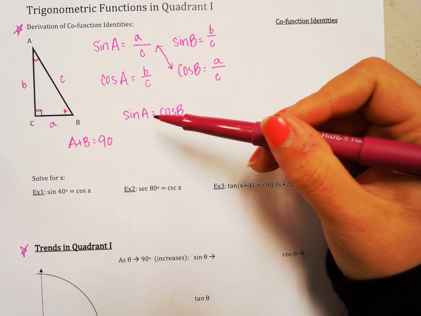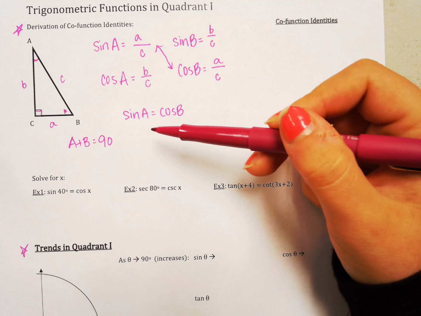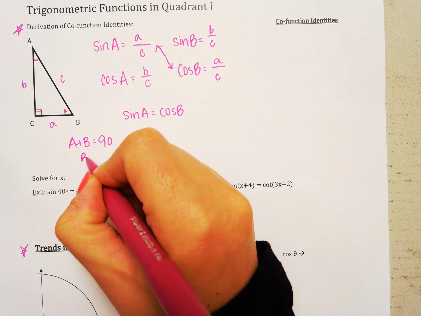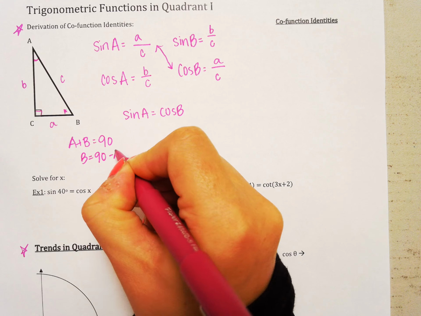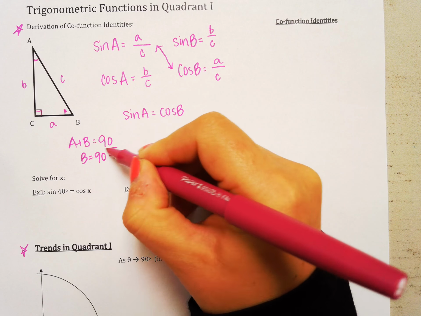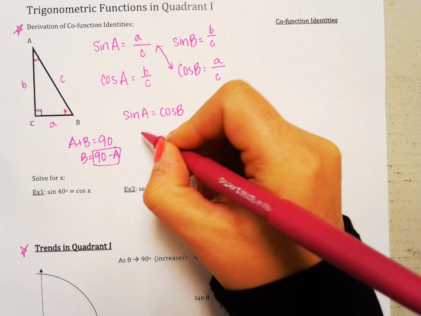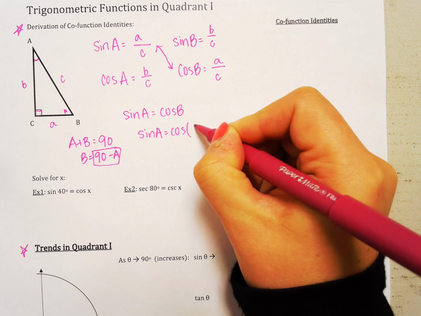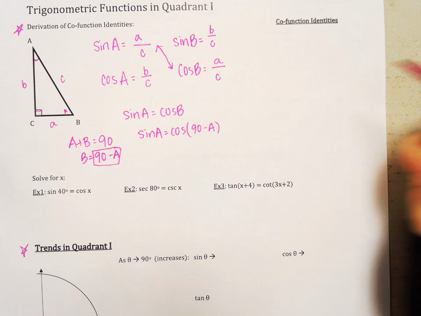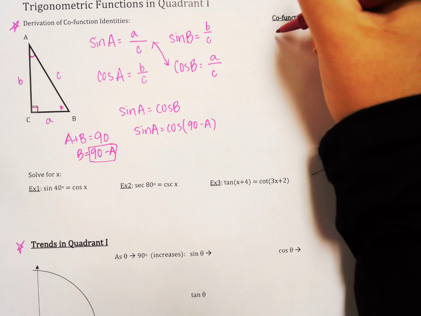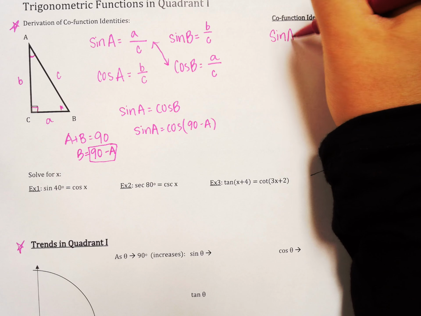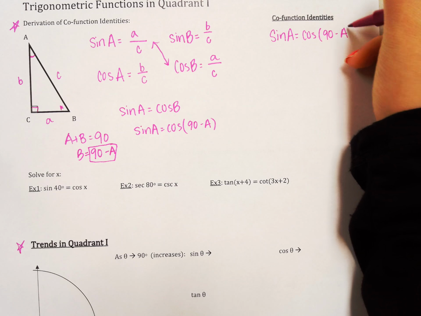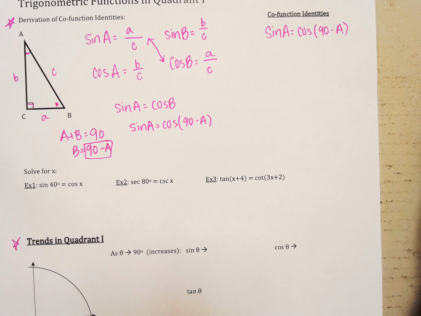So if I say instead I want to replace B and make the substitution, I could solve for B in this case. So subtract A from both sides. Take that stuff, put it in for B. And then this is one of our cofunction identities. Now we have this equation that relates our sine and cosine in any particular angle.